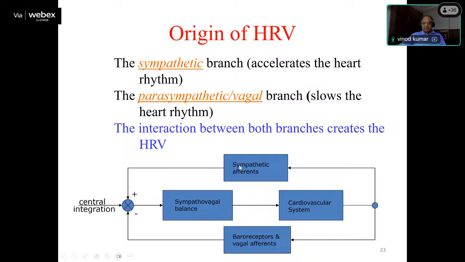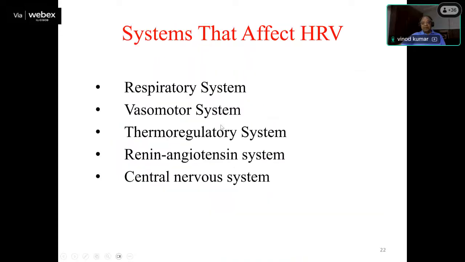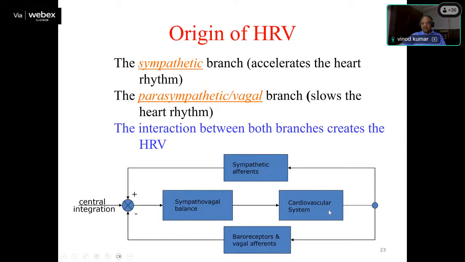So sympathetic inputs are given to the brain, then a balance will be obtained. A signal will be generated which will try to balance this by controlling these five systems by the brain, and the cardiovascular system will be the output control on the cardiac system, and our whole system will behave like a closed loop.